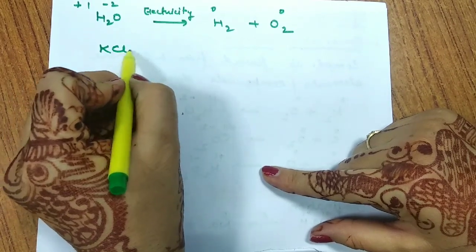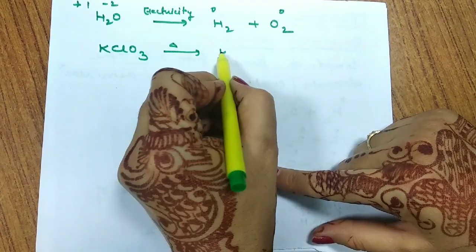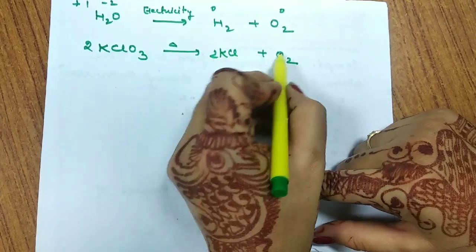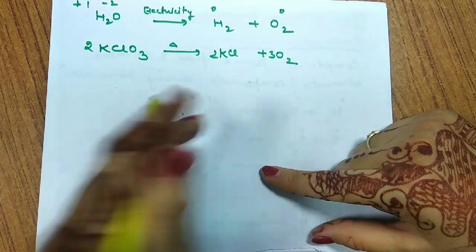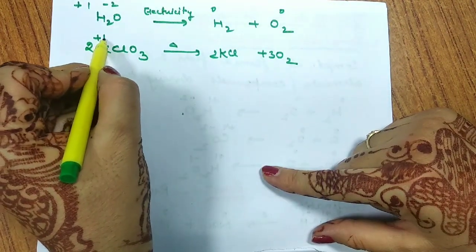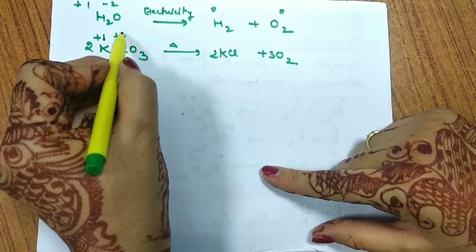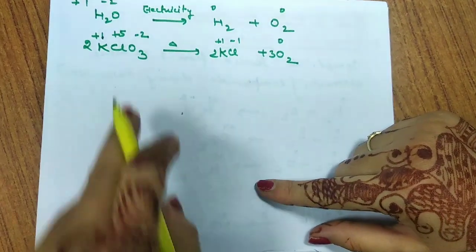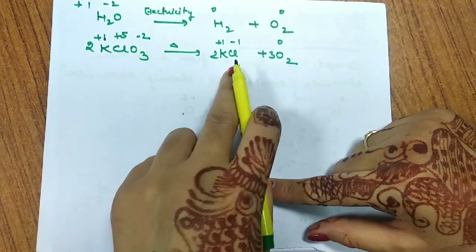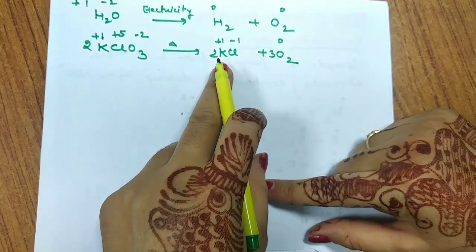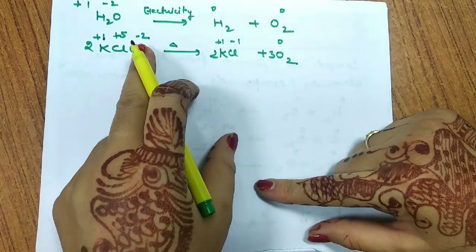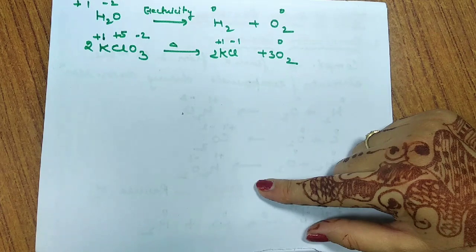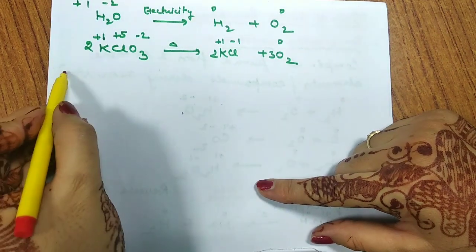One more example, let us take KClO3, potassium chlorate. On heating, it changes into KCl and O2. Let us balance the equation also, and this is 3O2. The oxidation numbers are +1, +5, -2, and they go to +1, -1 and 0. So chlorine goes from +5 to -1, undergoing reduction. There is no change in the oxidation number of potassium, but for oxygen it changes from -2 to 0, so it undergoes oxidation. So this is the second type of reaction, the decomposition reaction.